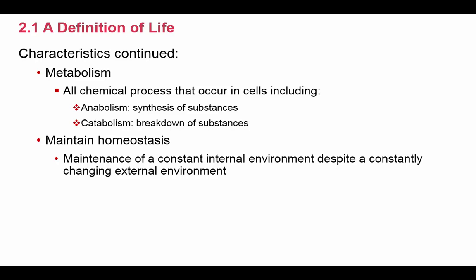is all the chemical processes that occur within the cell, whether it be anabolism, where you're synthesizing substances, like proteins, putting together all of the amino acids to make the proteins, or it could be catabolism, where you're breaking down substances to produce energy. Both of those are part of metabolism. And the last characteristic is maintaining homeostasis, where they maintain a constant internal environment even though the external environment changes.